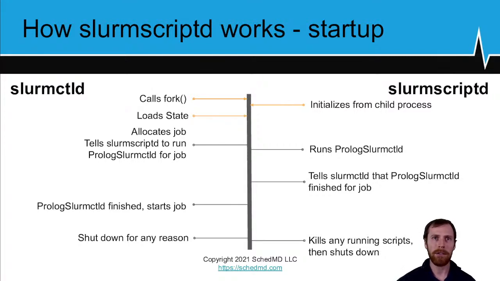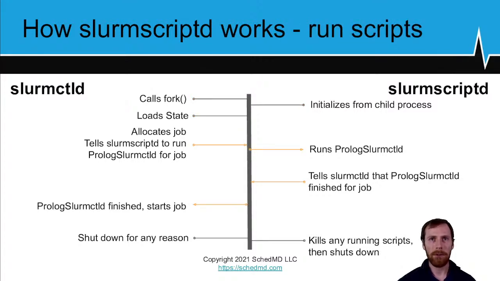And then after that point, slurmcontrolD loads the state, which will load all the jobs, accounting, reservations, whatever, which can make it very bloated. Whenever slurmcontrolD wants to run a script, it just tells slurmscriptd to run the script. Then slurmscriptd runs the script, tells the controller when it's done, and then the controller goes on with its life. In the meantime, the controller can of course do any other work in parallel that it needs to be doing.